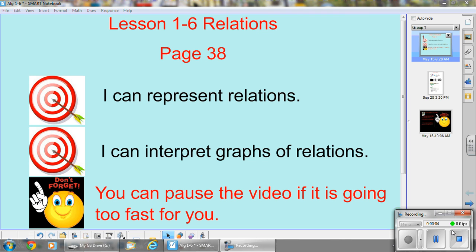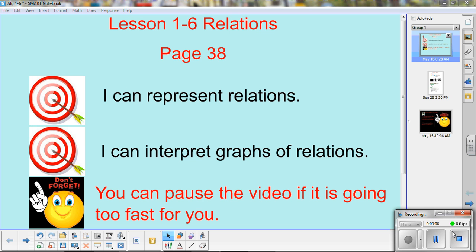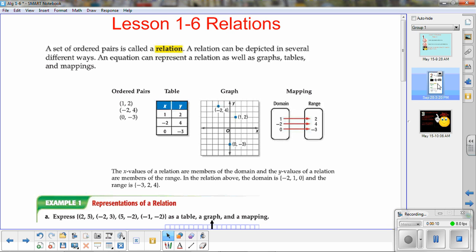In Lesson 1-6, you will learn about relations. You will also interpret graphs of relations. A set of ordered pairs is called a relation. A relation can be depicted in several different ways. An equation can represent a relation as well as graphs, tables, and mappings.